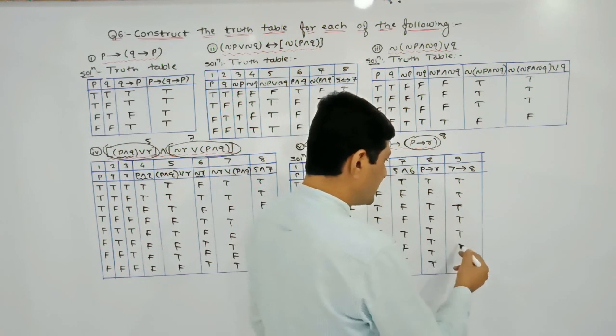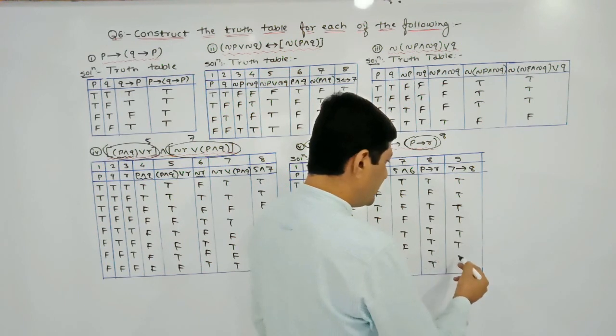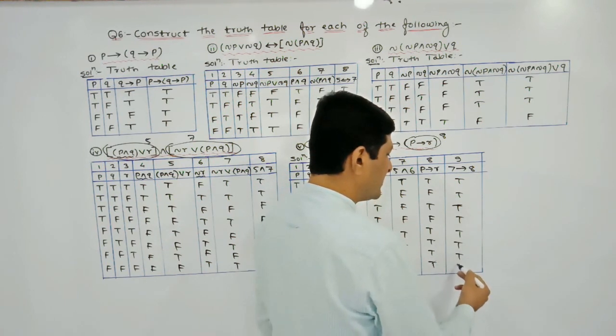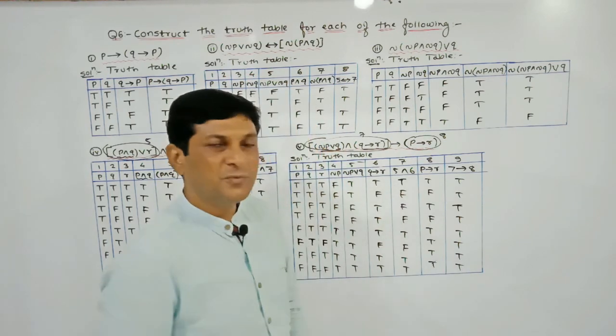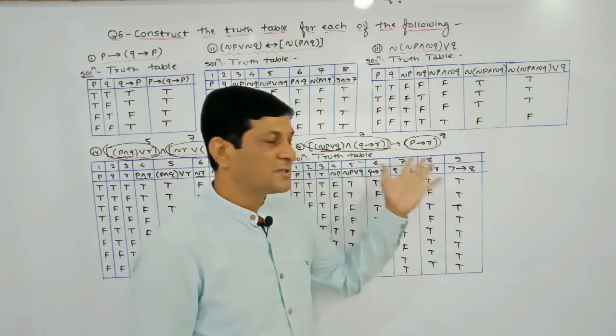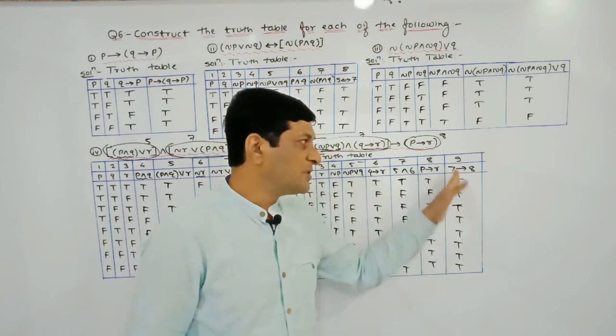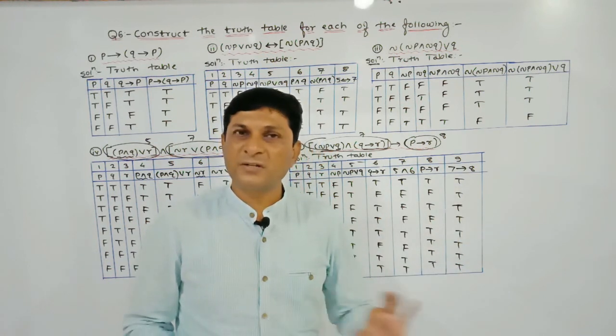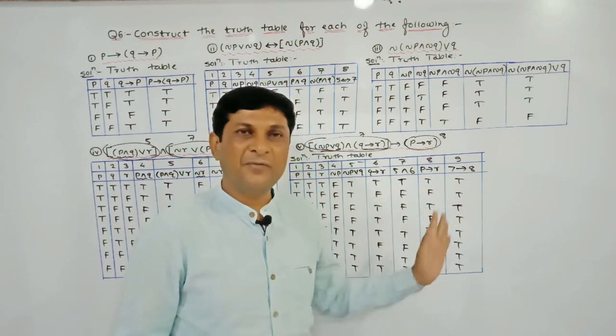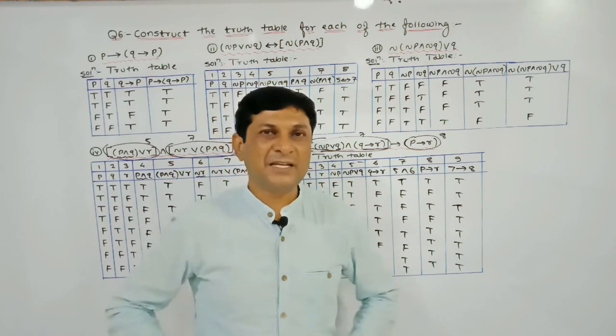Here also TF does not appear, so true. Here also TF does not appear, so true. Here also TF does not appear, so true. In this way we have constructed the truth table of this statement pattern, and if you observe the truth values here, in every possibility, in every case we are getting true, which means we can say that this statement pattern is a tautology.